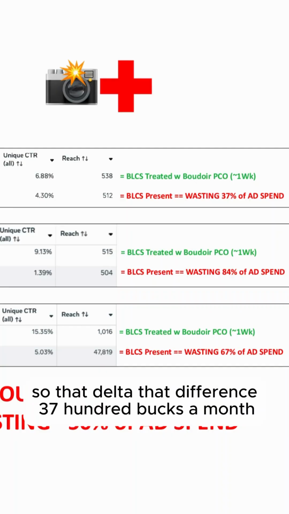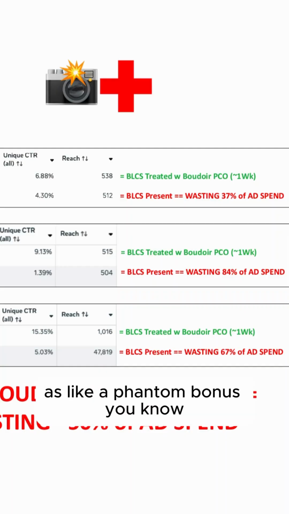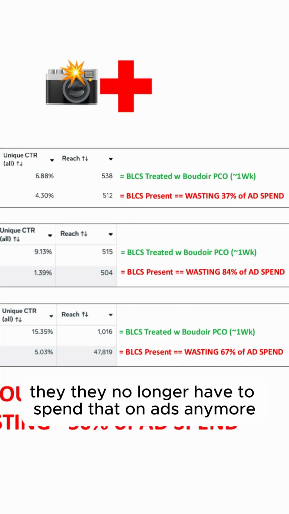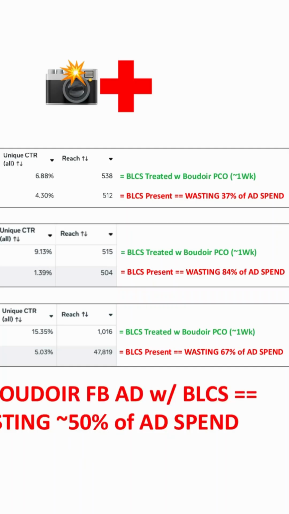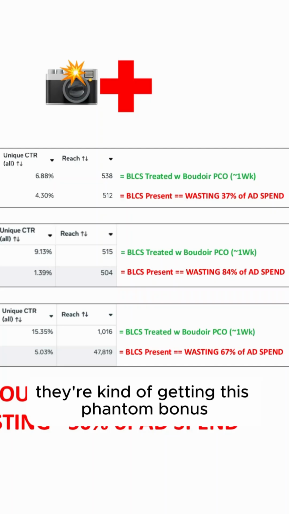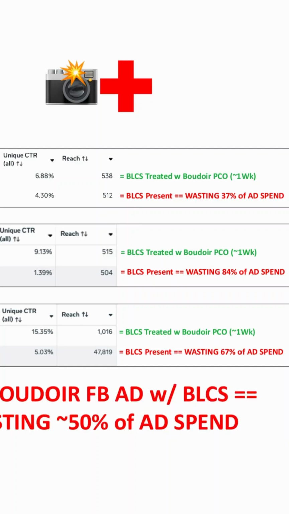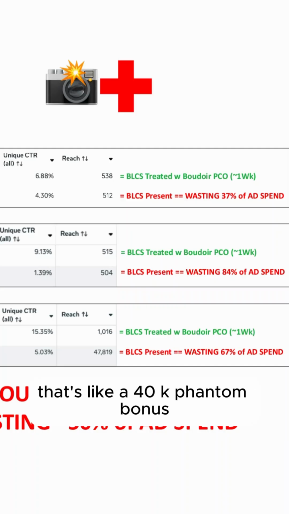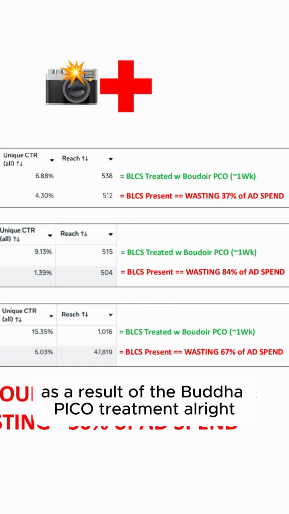So that delta, that difference, $3,700 a month, they can just pocket as a kind of phantom bonus. They no longer have to spend that on ads anymore, kind of like a Boudoir Pico bonus. As long as they keep advertising, they're getting this phantom bonus in the background, $3,700 every single month. And at the end of the year, that's like a 40K phantom bonus that stayed in their pocket, that they didn't have to spend out of pocket as a result of the Boudoir Pico treatment.